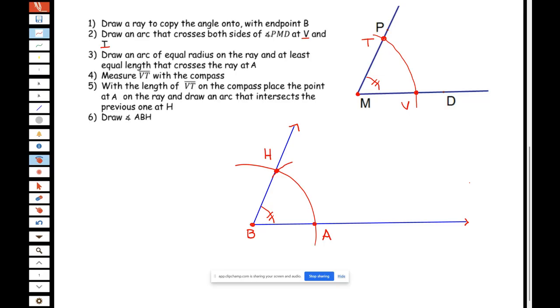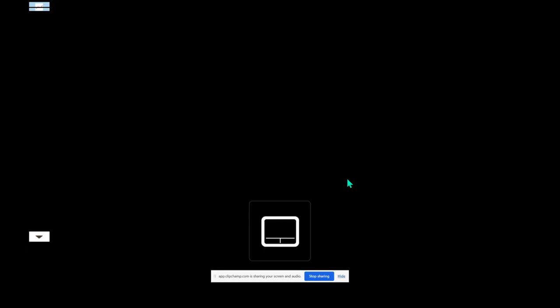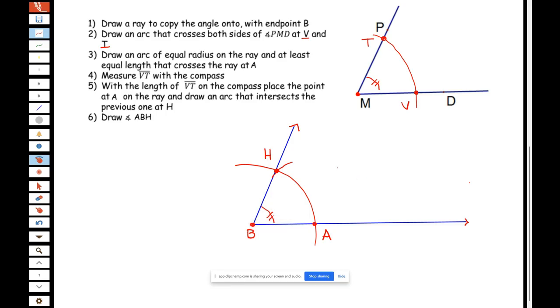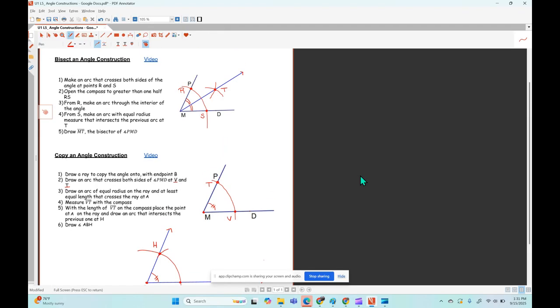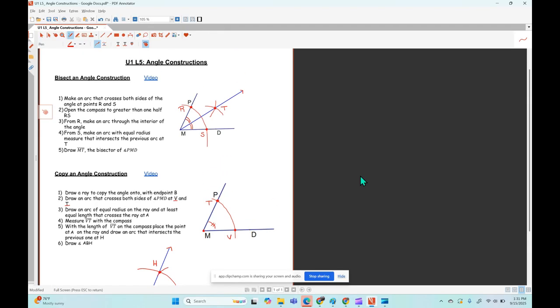All right, so we are now done with this lesson on the two basic angle constructions. Every construction we do for the rest of the year will be comprised of the four basic constructions, and we'll build on them to get other constructions.